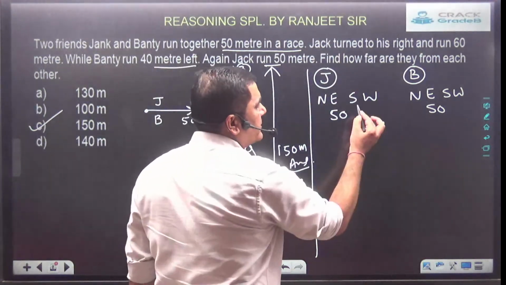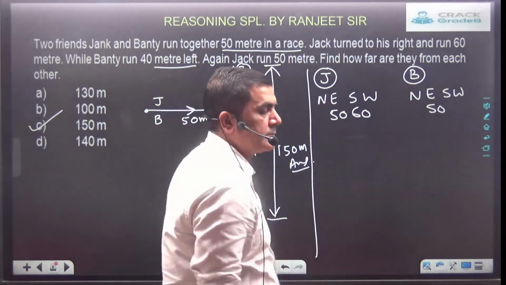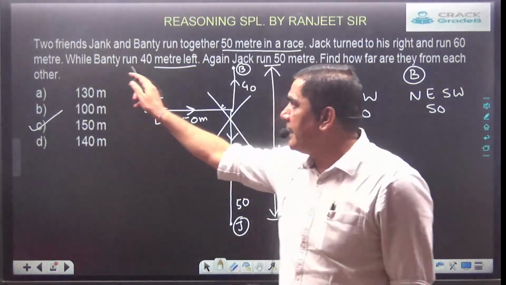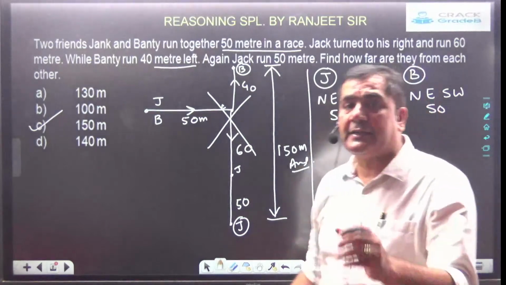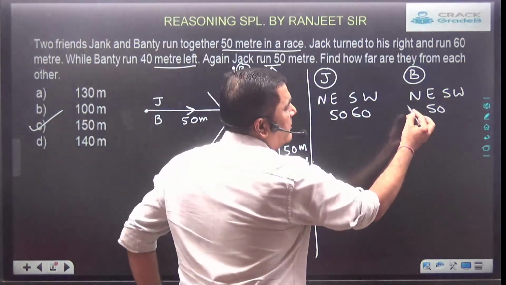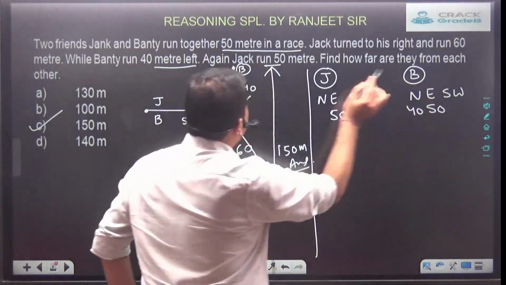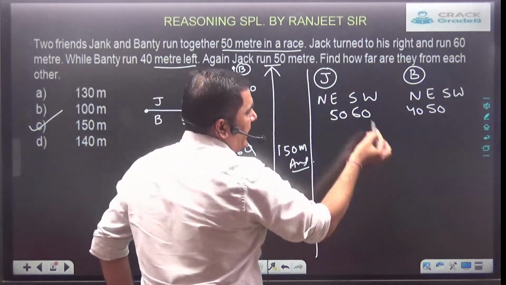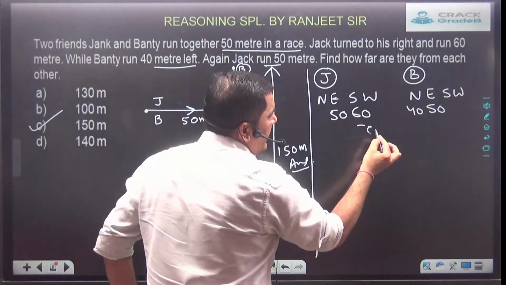Thereafter they are saying Jack turns to his right and runs for 60. Right will be this part, 60. While Bunty runs 40 meters to the left. So left of Bunty will be this part, 40. Now they are saying again Jack runs for 50. So Jack again runs for 50.